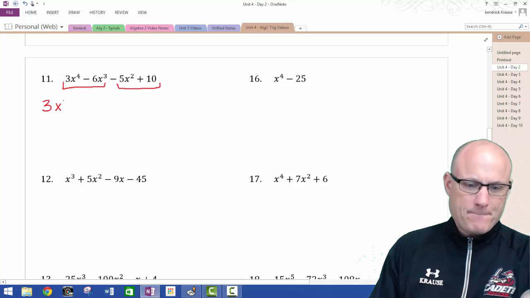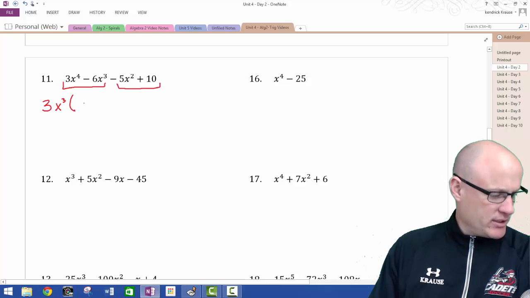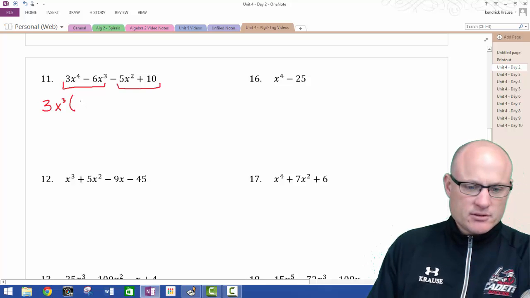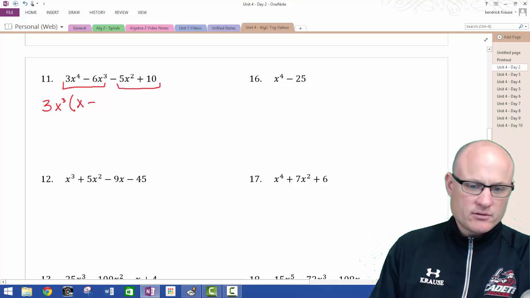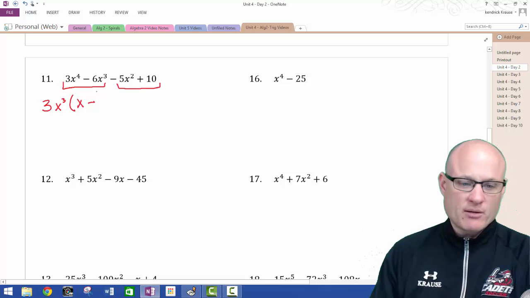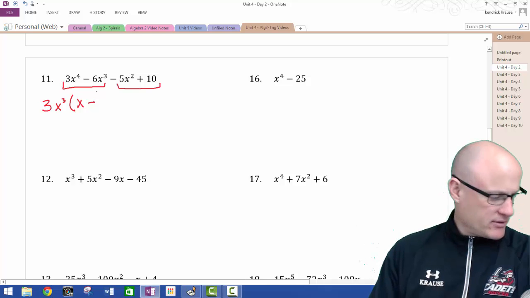Let's do it. Let's take out a 3x cubed. And I'm left with x minus... I did write this problem wrong. I must have written this problem wrong.